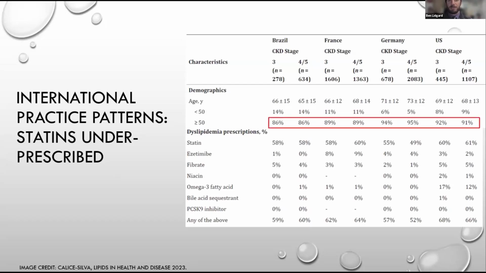And we see here that this is a primarily older population, but statins are prescribed much less often than we might expect. Just looking here in Germany, 94 to 95% of patients met the criteria for KDIGO, but only 55 to 49% of patients were actually prescribed a statin.